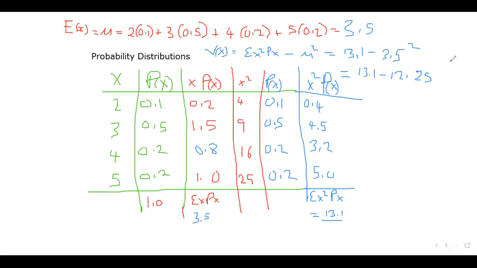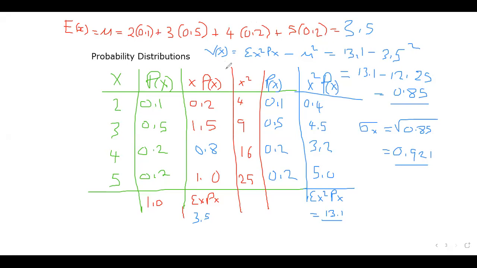So we get 0.85. This is what we call our variance. To get our standard deviation, we square root the variance, 0.85. So the square root of 0.85 gives us 0.21. So this is how we get our value of the standard deviation.